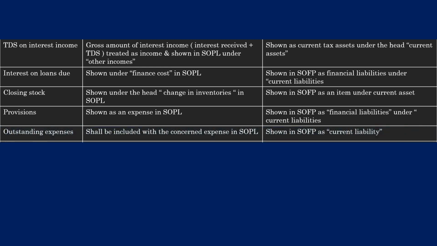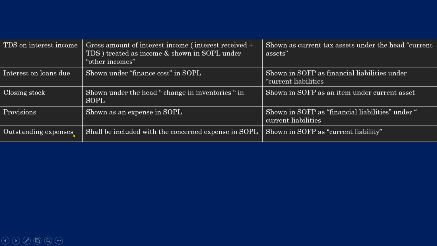Next one, outstanding expenses. I believe we all know what is meant by outstanding expenses. The interest on loan due and outstanding expenses are almost similar, but there are differences. Interest on loan is with regard to any bank loan, and outstanding expenses with regard to any expenses. So how are we going to treat that? Usually interest on loan due means there will be no information regarding any other interest paid during the year, so it will be shown as a single item under financial cost in the statement of profit and loss.